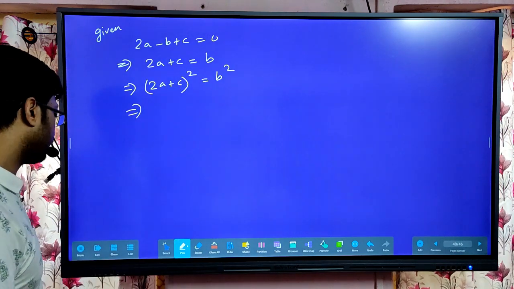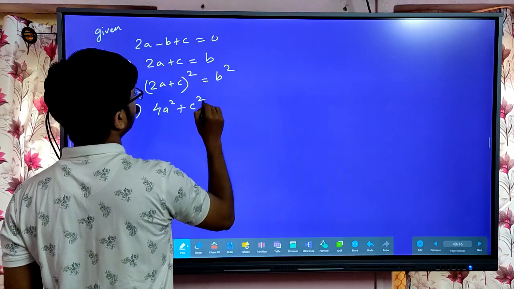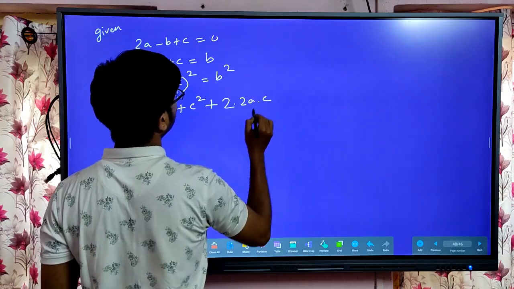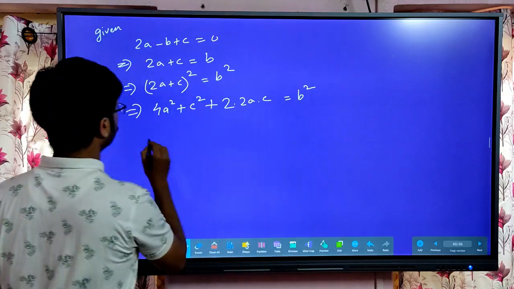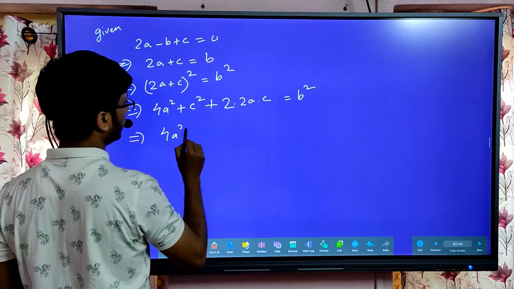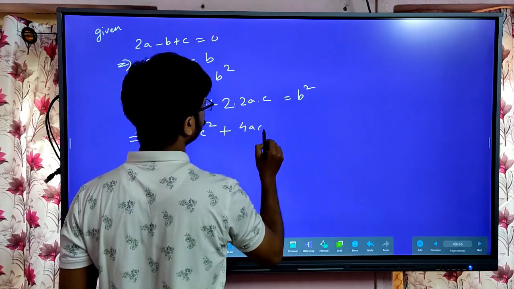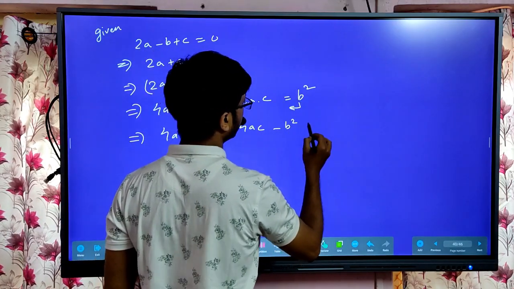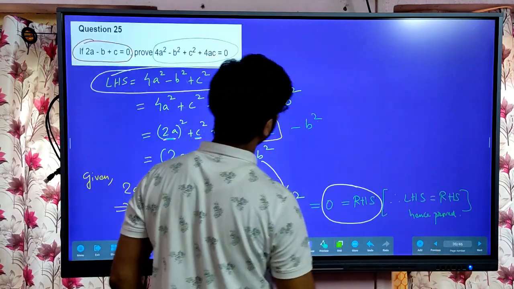You expand this using the whole square formula. That will be 4a square plus c square plus 2 into 2a into c, that is 4ac, and on the right side it will be b square. So you bring that to the left side: 4a square plus c square plus 4ac, and this b square, if you shift to the left side, it will be minus b square equal to 0. You see, that was the thing which was given to prove.